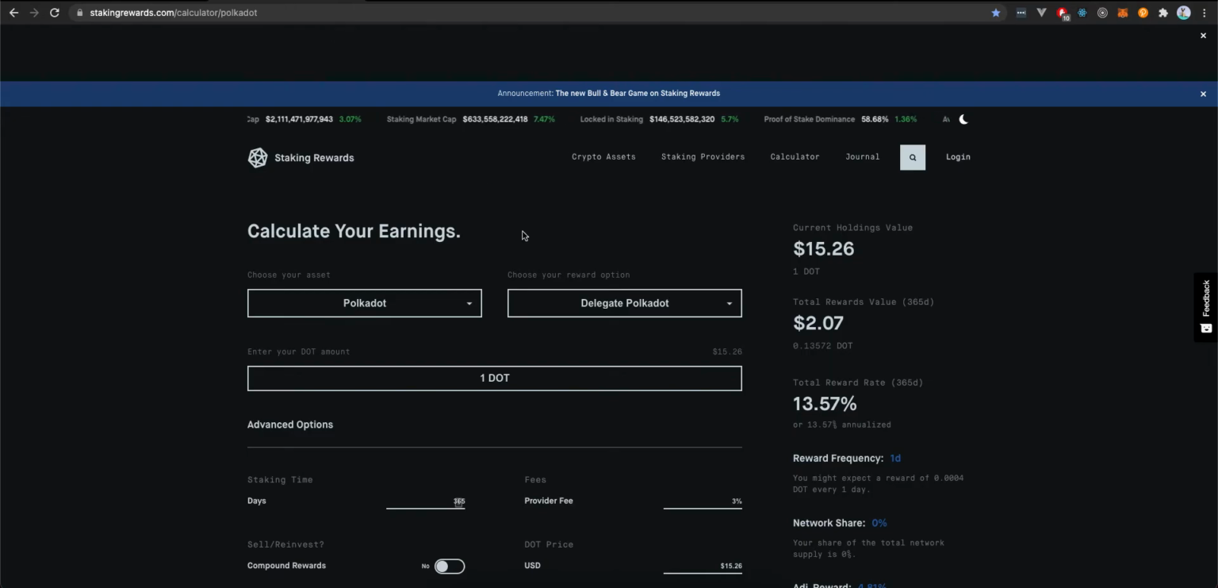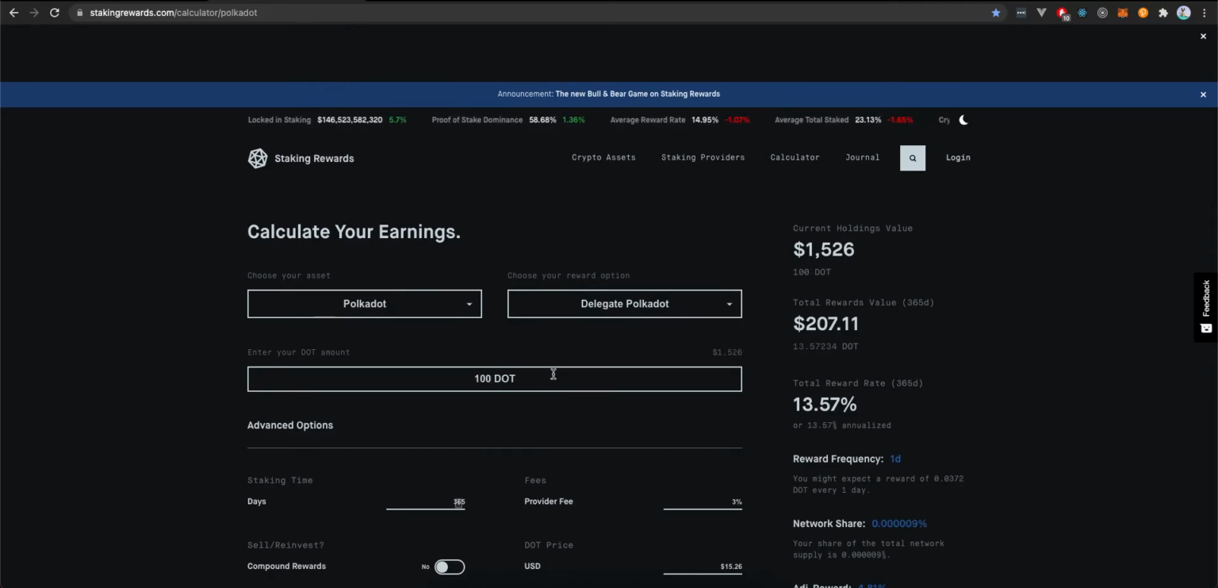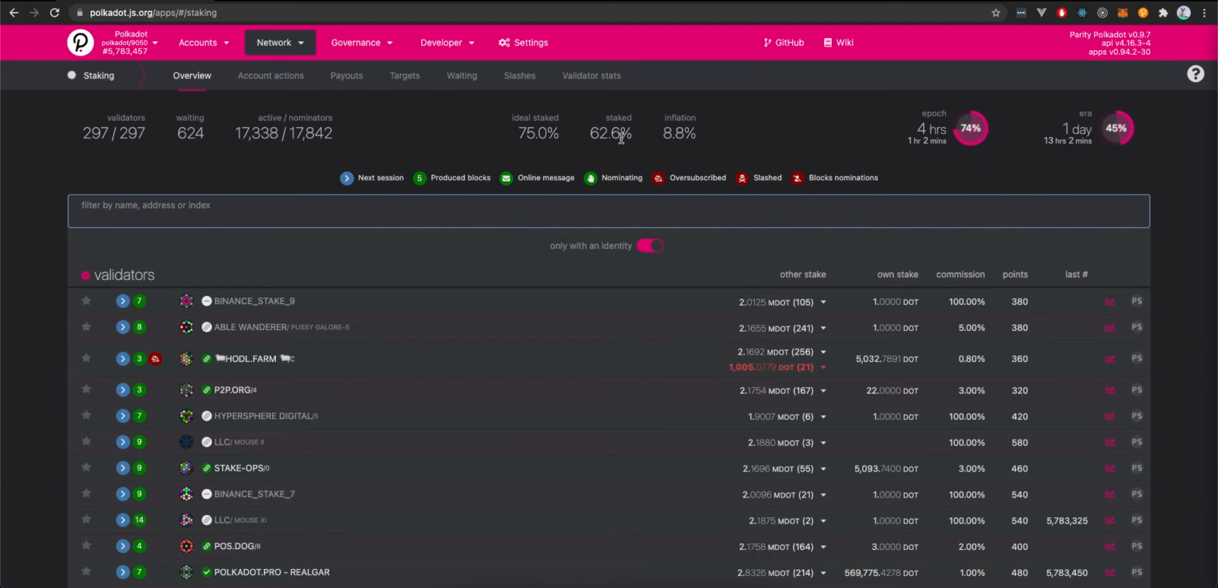Let's see. This is the stakingrewards.com calculator for Polkadot. I'm going to share this link. So let's say that you are investing 100 DOT, and for now it's 1,500 US dollars. And again, we can see that the total rewards rate is something like 13.5% per annum. But don't be fooled by this number. This number is not the net increase per year, considering the fact that you have an inflation which is like 9-10%, as we showed right now it's 8.8.